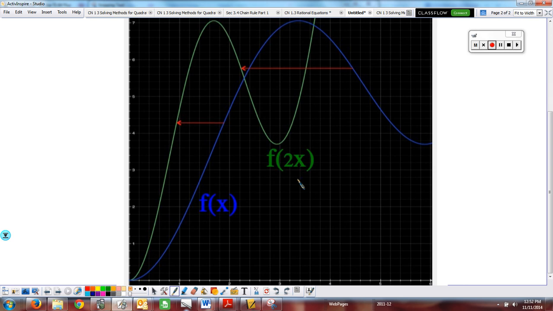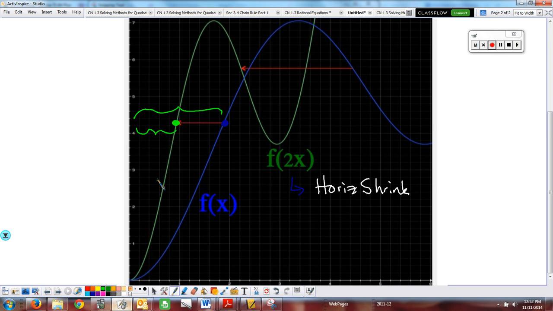What we want to remember is that f of 2x causes the graph to have a horizontal shrink by a factor of 2. The idea is that we are moving every point on f of x so that its distance from the y-axis is half the distance that it used to be, so that it now ends up right here. If you compare your distances, here is the original distance from the y-axis, here's our new distance, and that new distance is half the distance.